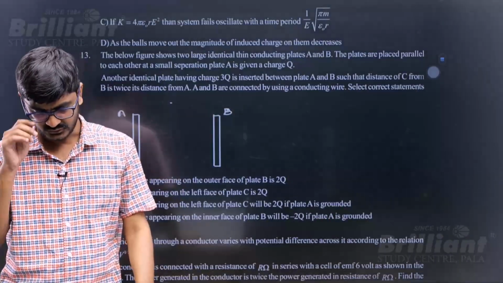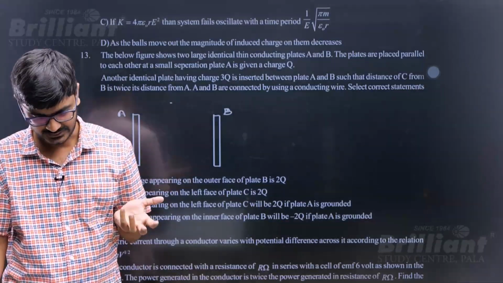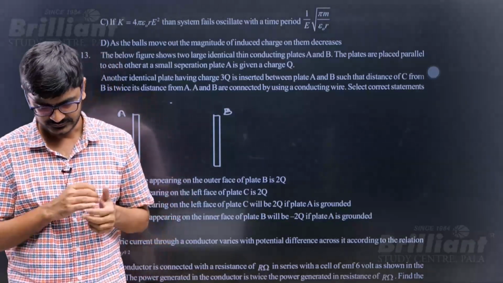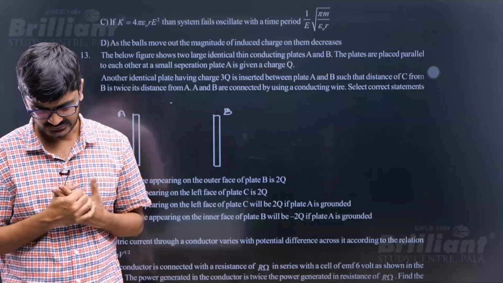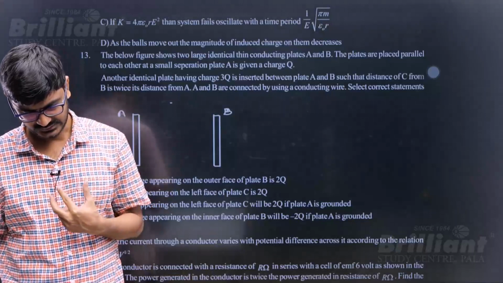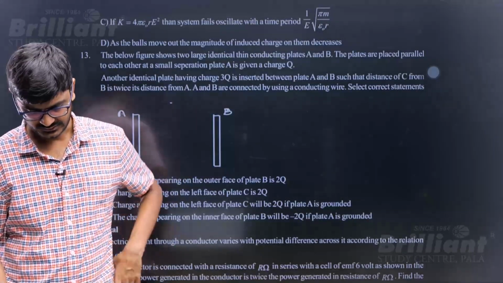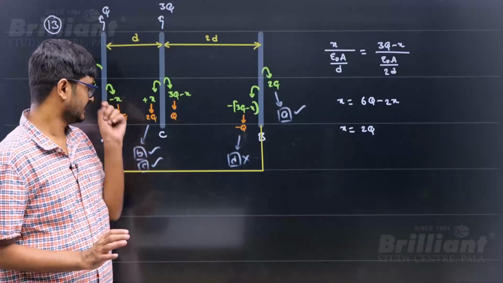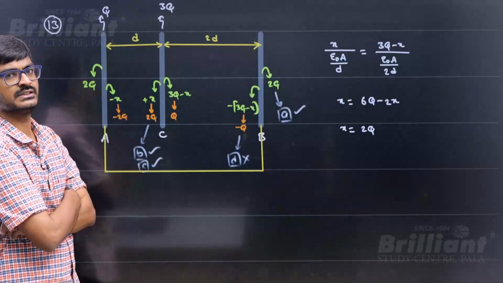The below figure shows two large identical thin conducting plates A and B. The plates are placed parallel to each other at small separation. Charge on A is given as Q, and another plate C is placed whose charge is 3Q. The distance of C from B is twice that from A. A and B are joined by using a connecting wire. So till it is not grounded, the charge on these things will be conserved.